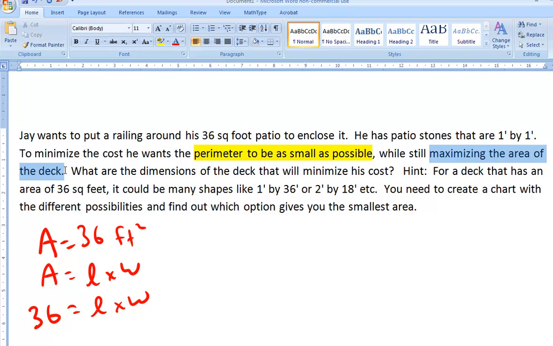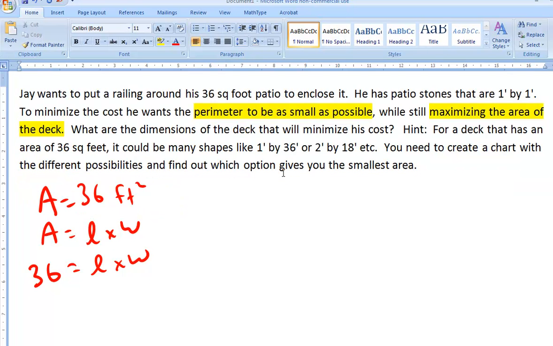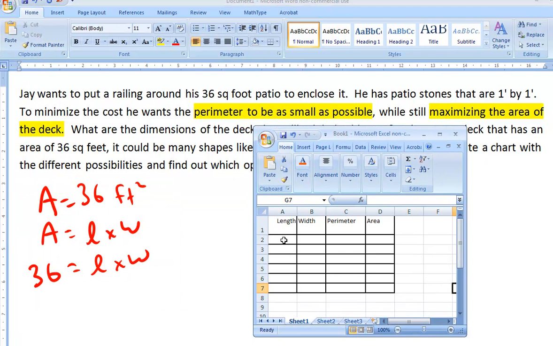Okay. So it's going to stay at 36. That's our standard, our keeper, 36 square feet. What dimension of the deck will minimize its cost? All right. So, hint: for a deck that has an area of 36 square feet, it can be lots of shapes like 1 by 36 or 2 by 18, etc. We're going to do a chart. So why don't we grab Excel to do our chart? I'm going to do it over here.